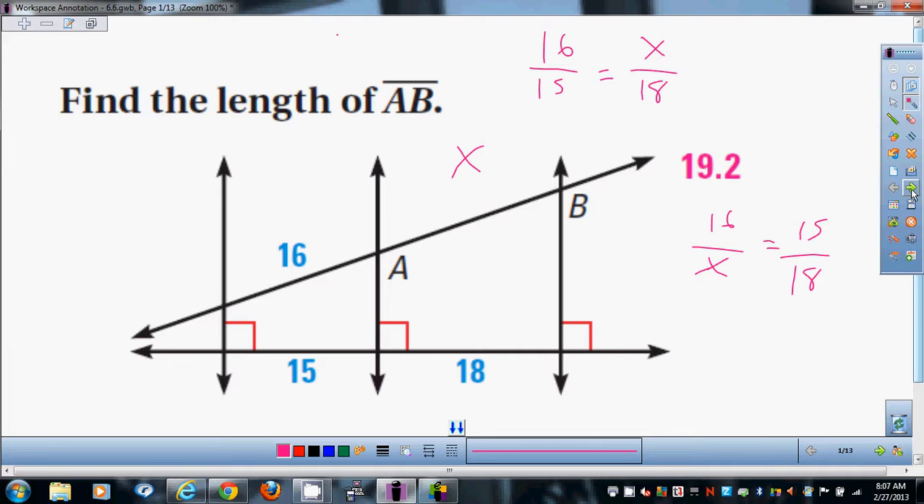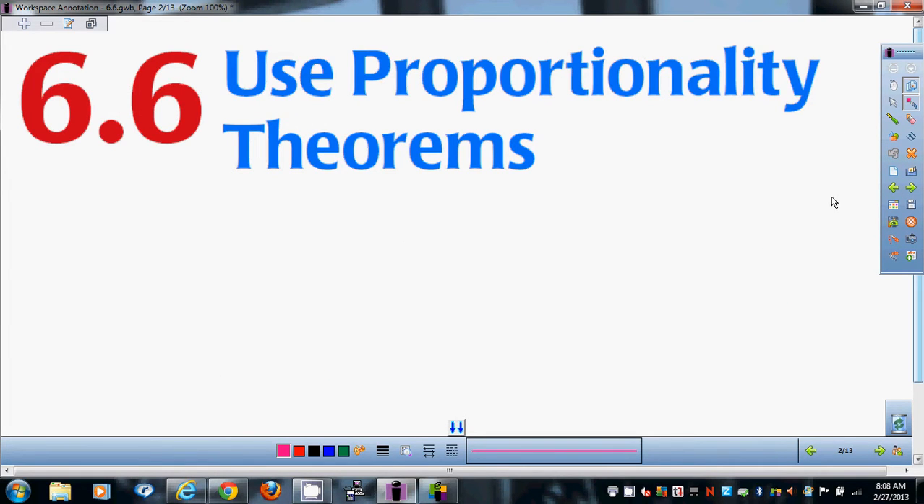Or you could have used the corresponding angles converse that said if corresponding angles are congruent, then the lines are parallel. Technically, the theorem today says if the lines are parallel, you can do that, which they will be if they ever give it to you. Okay, good question. 6.6, proportionality theorem.